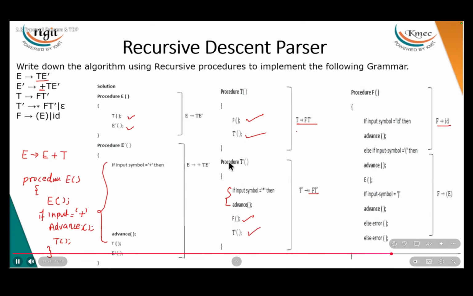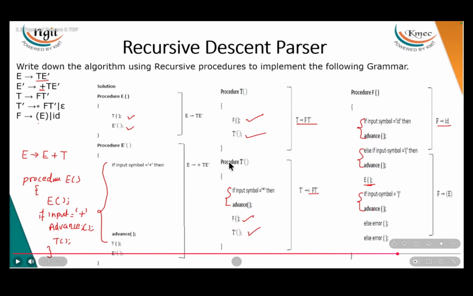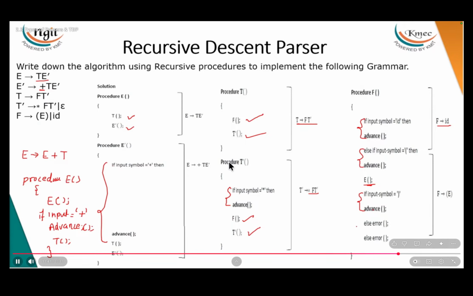If it is terminal, we are having two productions, right? Check it and advance. If it is terminal, check; non-terminal, call; terminal, check it. So if it is not ID, then you can write error.